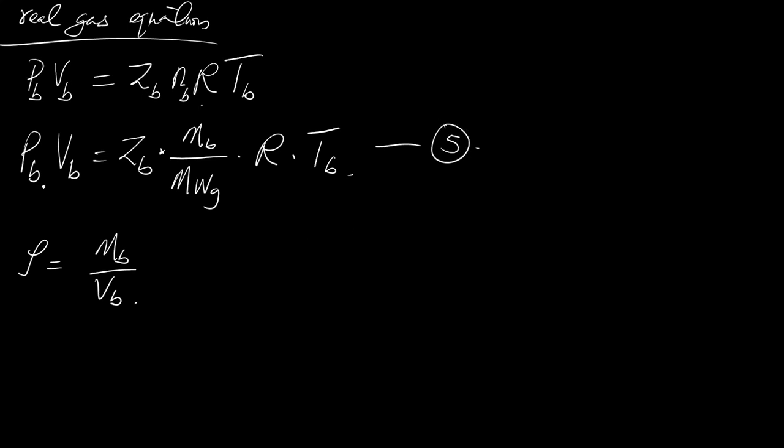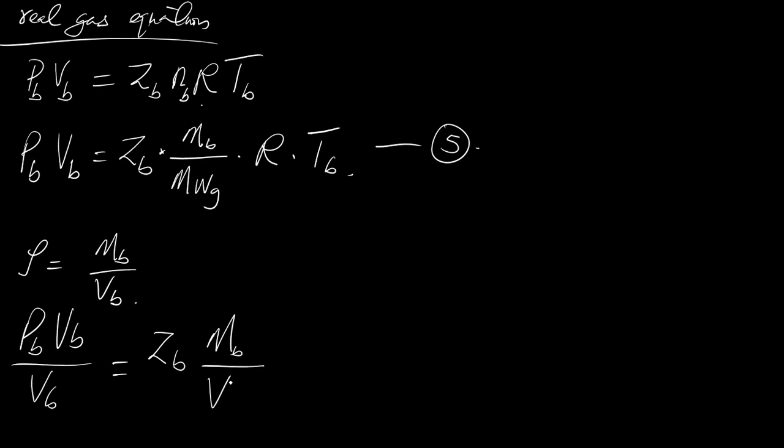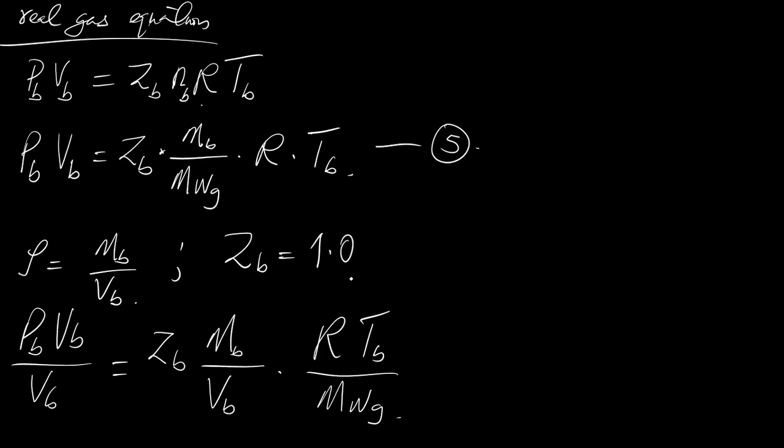Now for this equation 5, divide both sides by volume. So we are going to divide both sides by the volume of the gas. So we have pressure times P divided by V_b, Z_b, M divided by V_b, times R T_b divided by the molecular weight of the gas. Now also note that Z_b is equal to 1 at the standard condition. So we're going to replace this with 1, and we're going to replace this with density. So here we'll cancel this out.